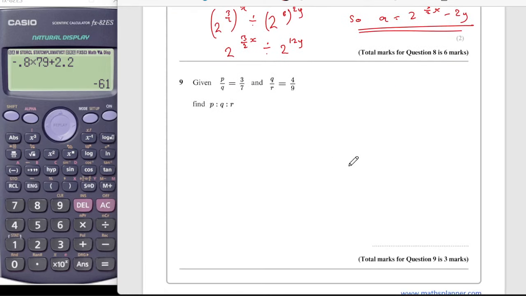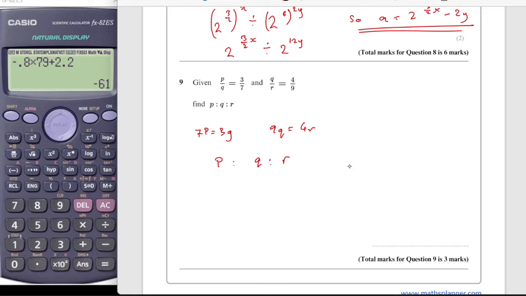And on to question 9. Given that P over Q is 3 over 7 and P over R is 4 over 9, find. Okay. So let's just start with P over Q first of all. If we rearrange that, we would get, in effect, 7P is equal to 3Q. And if I do the other one as well, we've got 9Q would be equal to 4R, and that gives us some ratios that we can put in. So P to Q to R.